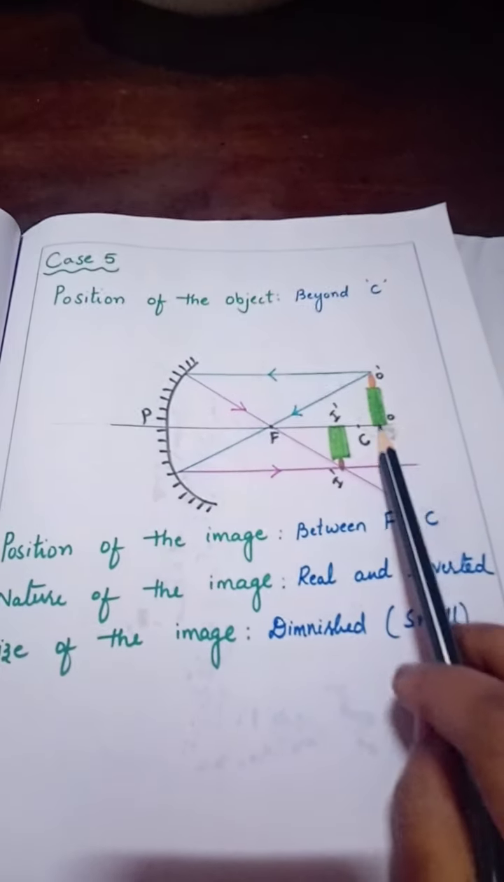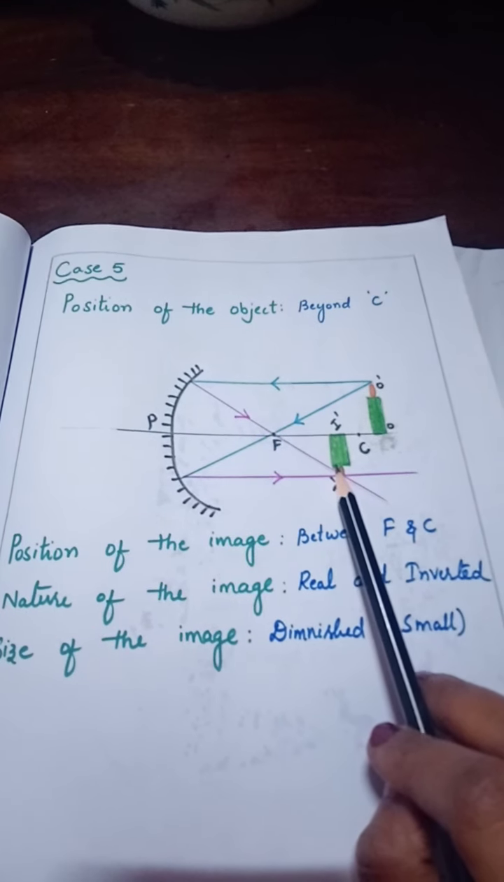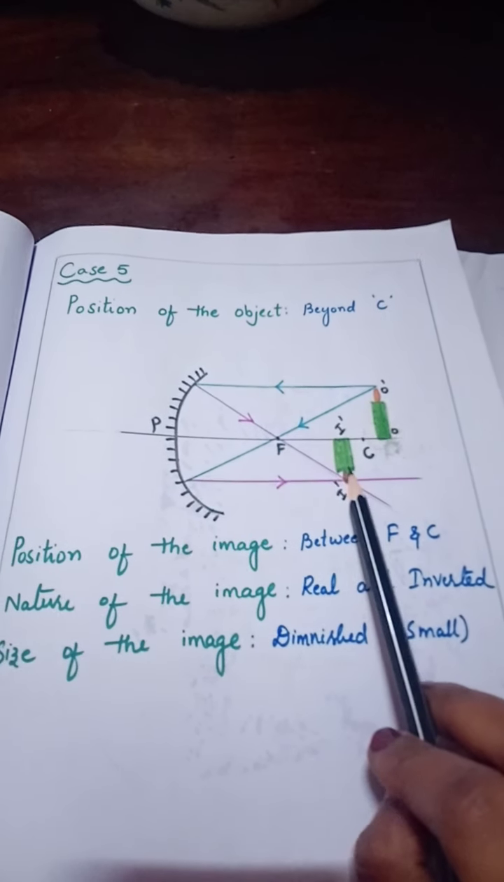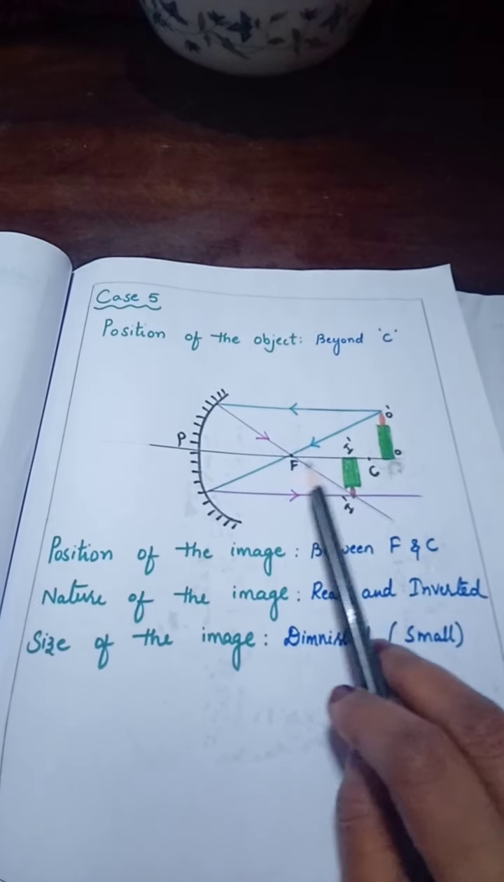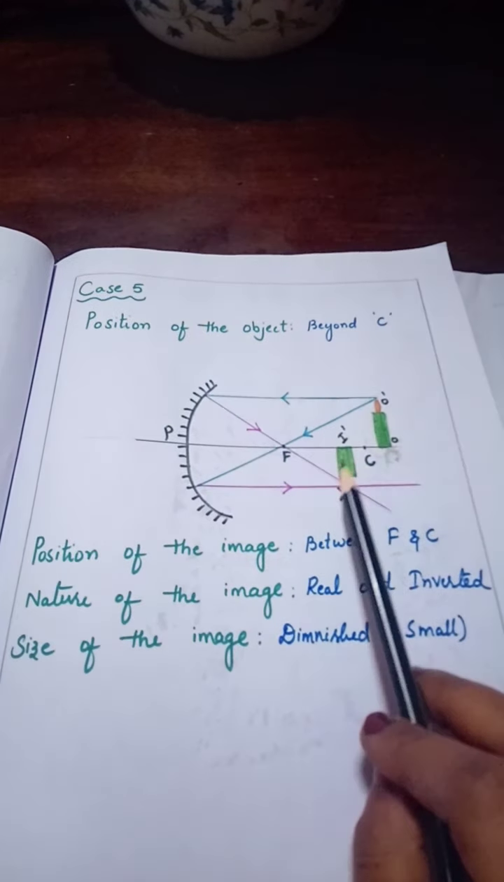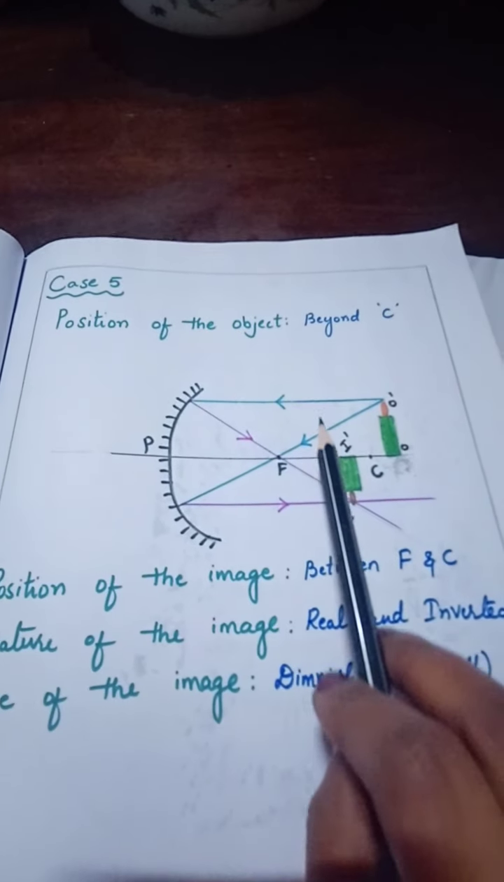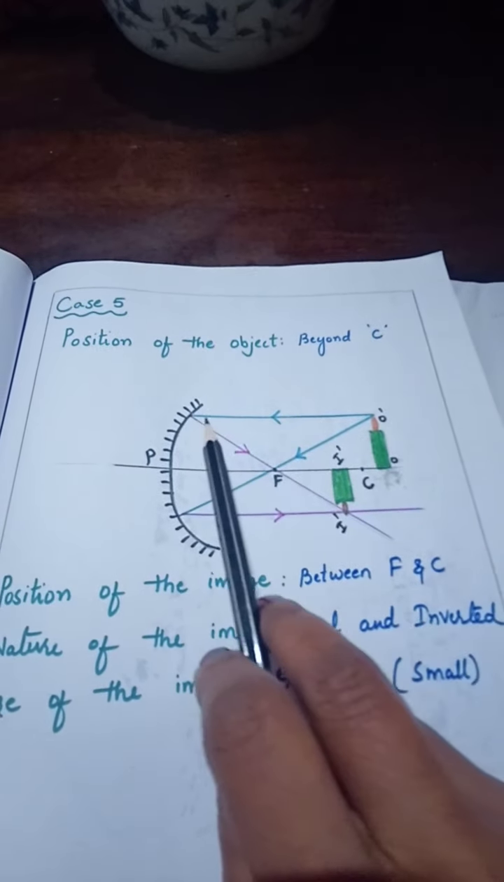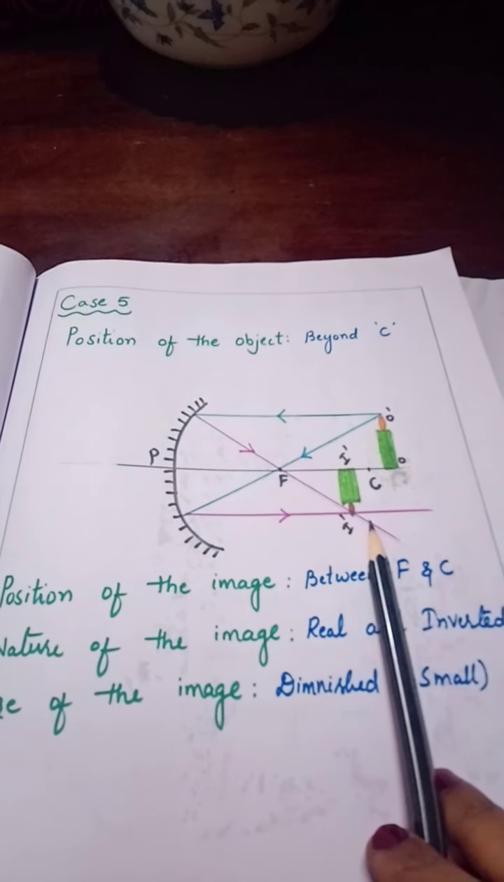And the last case, given as homework: if the object is beyond C, the size of the image is less than the size of the object, that means diminished, and the image is formed between F and C. How to draw this? Take a ray which is parallel to the principal axis. You can see here it is in blue, passing parallel to the principal axis, and passing through the focus, it is in pink. The reflected ray is in pink color.